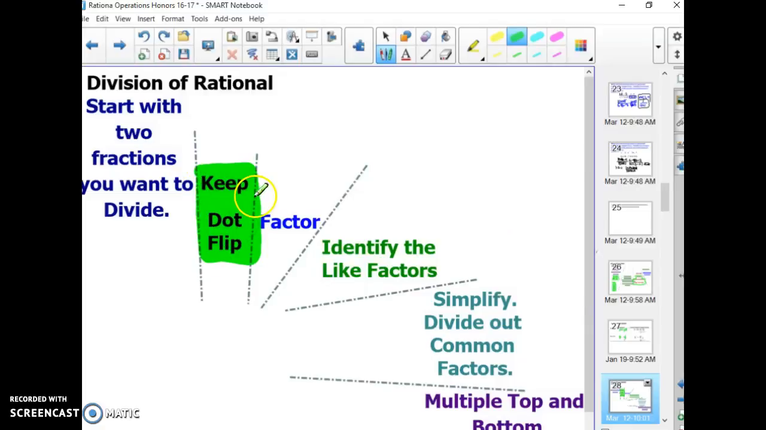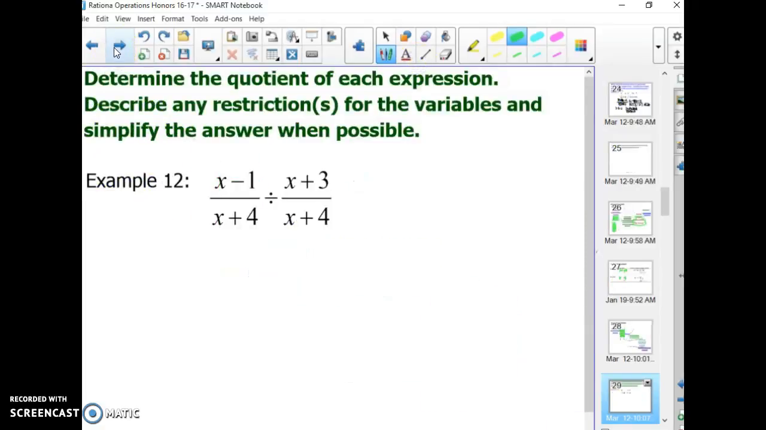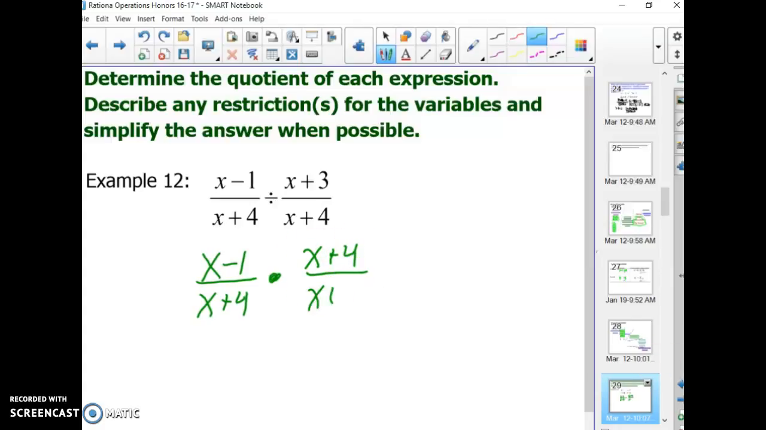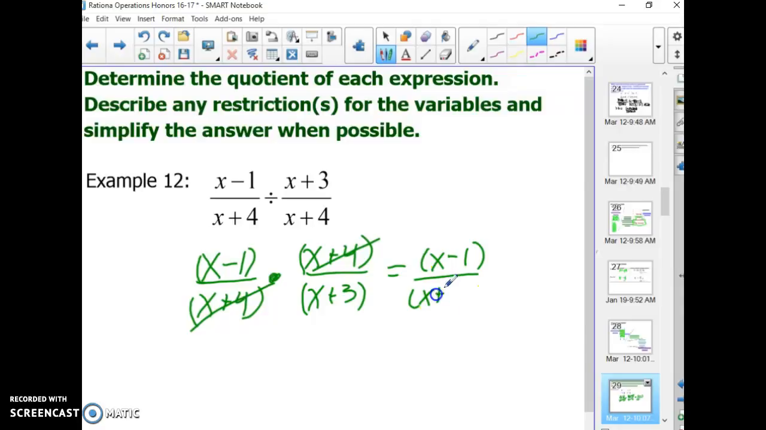So keep, dot, flip is the key when you're doing division. Keep, dot, flip. So first thing, set it up. This one, do I have to factor? No. I keep my first fraction, x minus 1 over x plus 4. I dot. I flip my second fraction, so the x plus 4 goes to the top, and the x plus 3 goes to the bottom, and I'm ready to go. The x plus 4, right, everything should be in parentheses, cancels out. So then I'm left with this x minus 1 over that x plus 3.